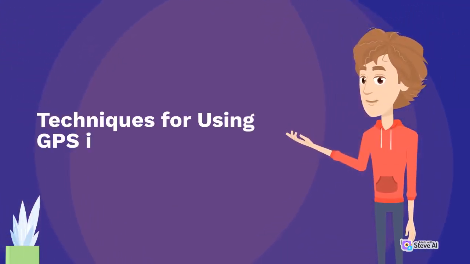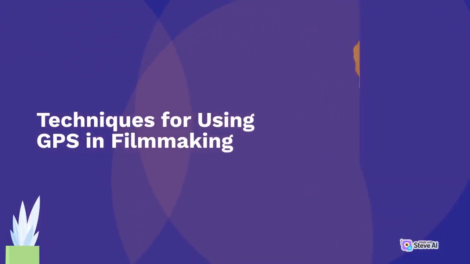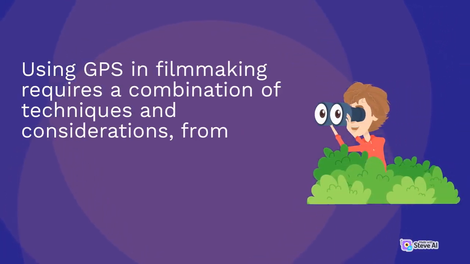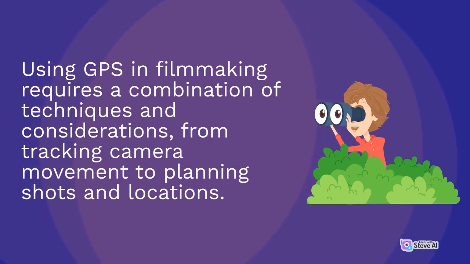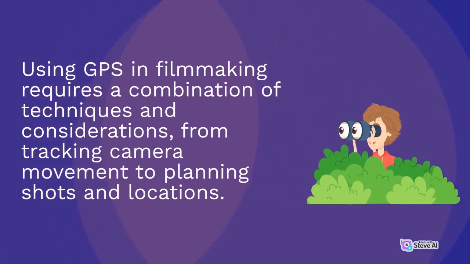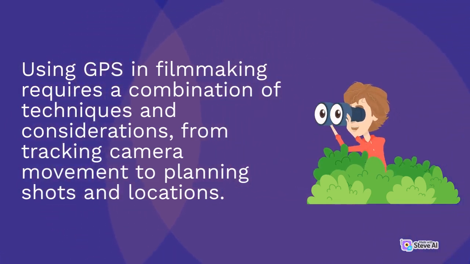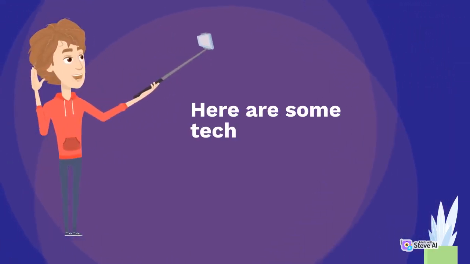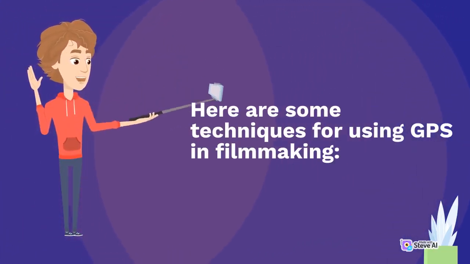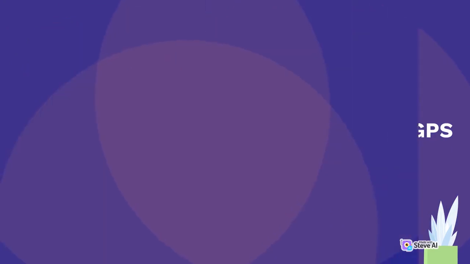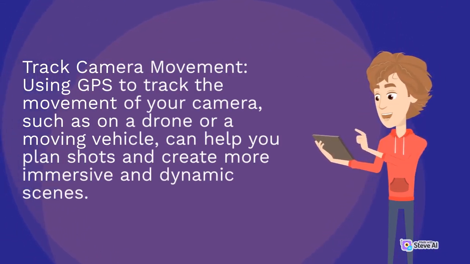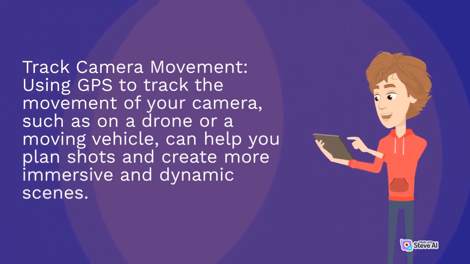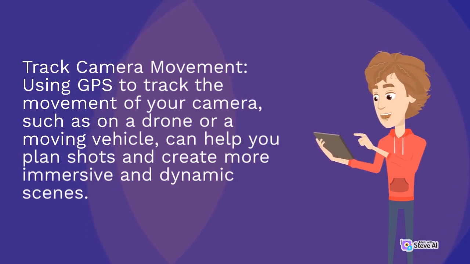Techniques for using GPS in filmmaking. Using GPS in filmmaking requires a combination of techniques and considerations, from tracking camera movement to planning shots and locations. Here are some techniques for using GPS in filmmaking. Track camera movement. Using GPS to track the movement of your camera, such as on a drone or a moving vehicle, can help you plan shots and create more immersive and dynamic scenes.